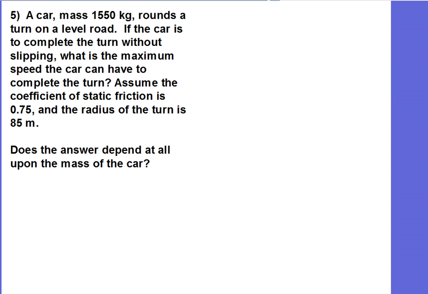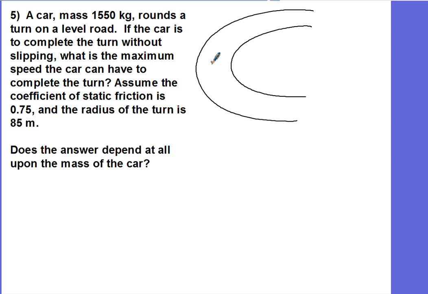Let's assume the coefficient of static friction is 0.75, so that's pretty common for rubber on dry concrete. And let's take the radius of the turn to be 85 meters, so perhaps a radius for like an off-ramp or an on-ramp. Let's go ahead and draw a little section of road here that's showing a curve. So let's say that I have that car at this point, right at that point in the turn, and it's traveling this way.